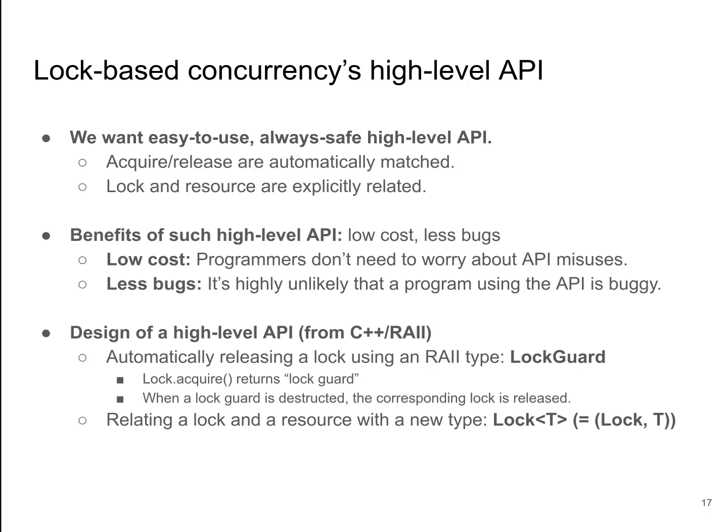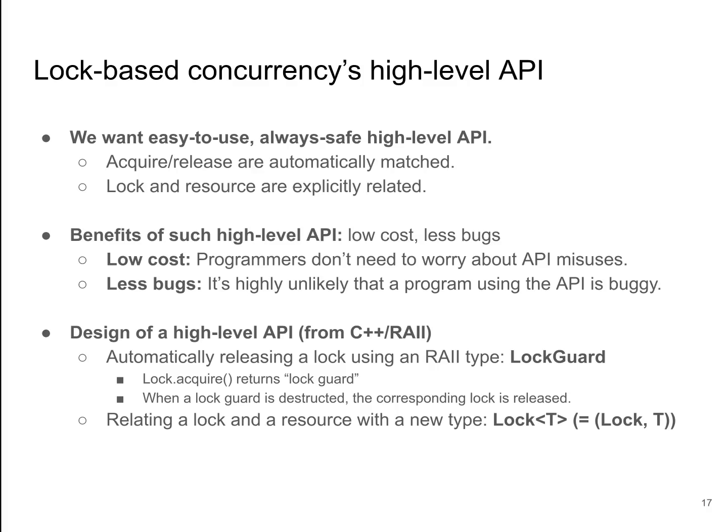Okay, as I said, this kind of high-level API is low cost and it introduces fewer bugs, because all the bugs will be automatically eradicated thanks to the high-level API and the compiler. Okay, and for locks, there are already many kinds of high-level APIs, and the most prominent one is from C++, and its ability to do resource acquisition is initialization, or RAII.